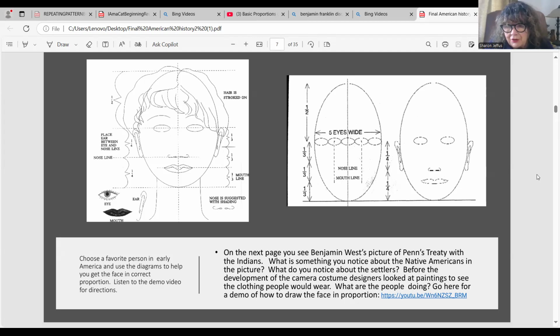What I want you to do as an assignment is choose a favorite person in the Revolutionary War, and research their picture. It's a good idea sometimes, like if you chose Benjamin Franklin and then you put Wikipedia, you would get pictures and portraits of them. You might choose George Washington.